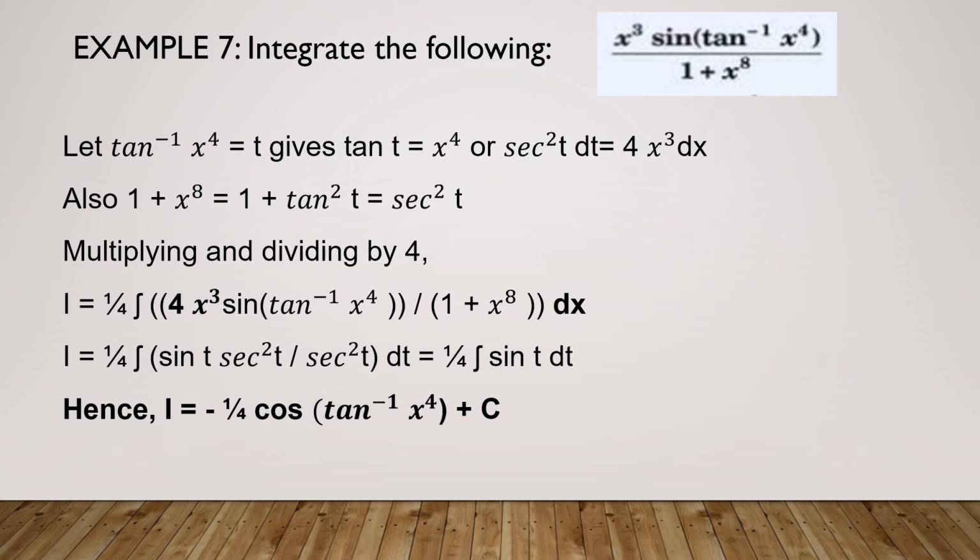So the answer is, integral of sine is minus cos. So it is minus 1 upon 4 cos t. But what is t? t is tan inverse of x raised to 4. So replace that value, we will get the final answer.